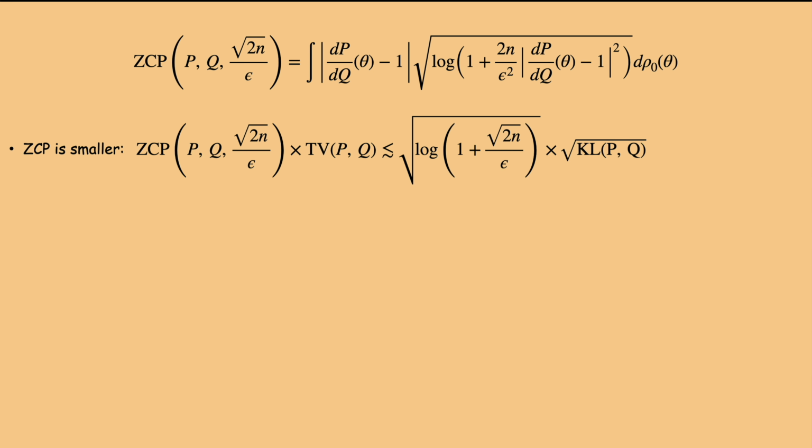Precisely, the ZCP is always smaller than the square root of KL times the square root of log of n over epsilon. That supplemental factor is fairly small compared to the square root of n in the error bound, and hence does not significantly worsen it in the worst possible scenario.